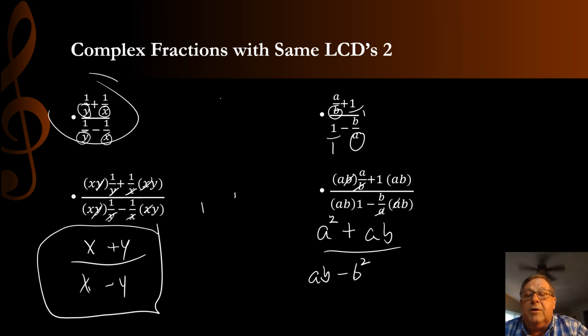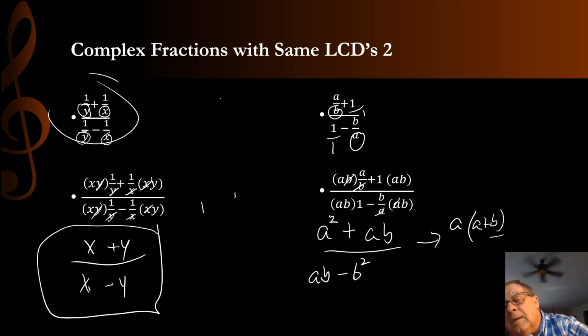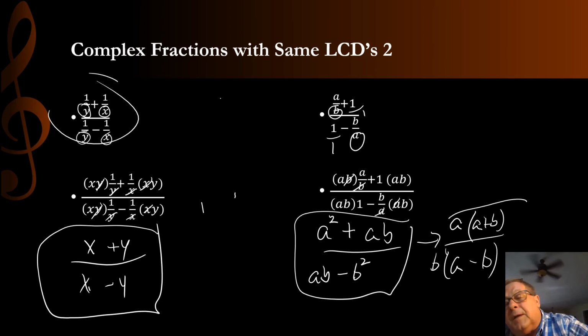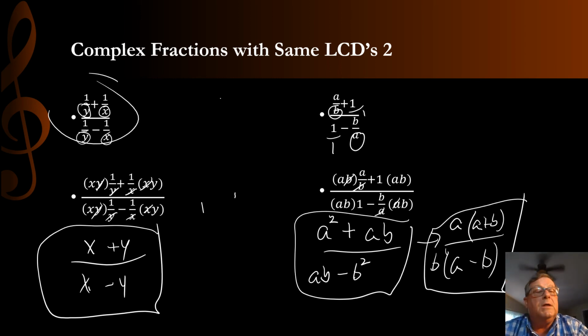And so once again, in the numerator we could factor out an a, and if we did, we'd have a times a plus b. And in our denominator, we got ab minus b squared. We could factor out a positive b, and we then would have b times a minus b. And again, either of these could be acceptable answers, depending on how far you're being asked to simplify that.